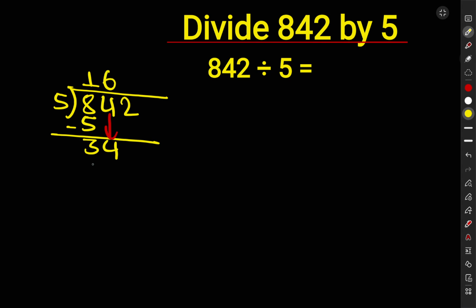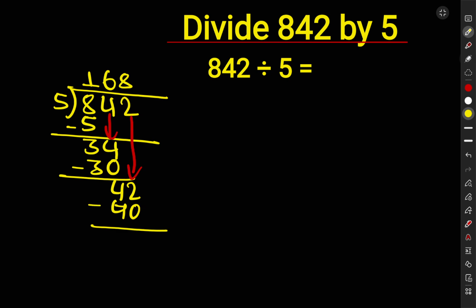5 times 6 is 30. On subtracting we get 4. So again we put down these 2 and it is 42. 5 times 8 is 40. On subtracting we get 2.